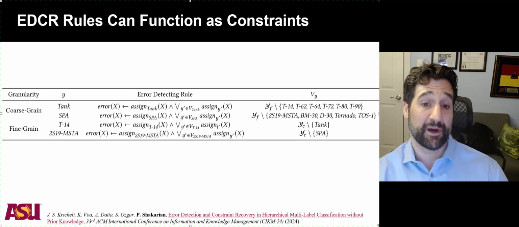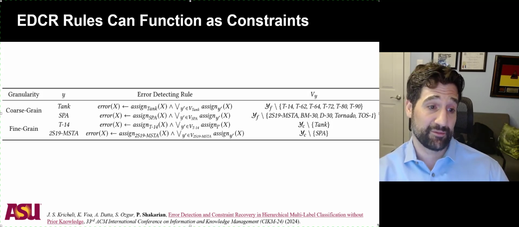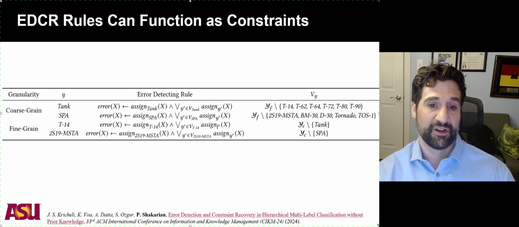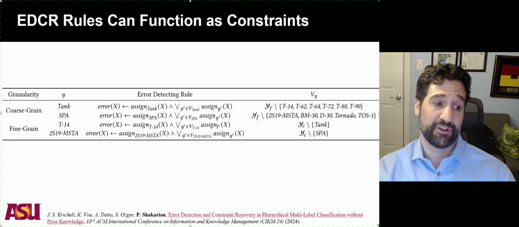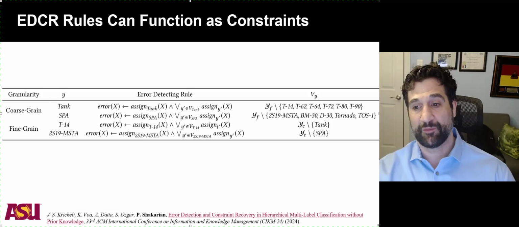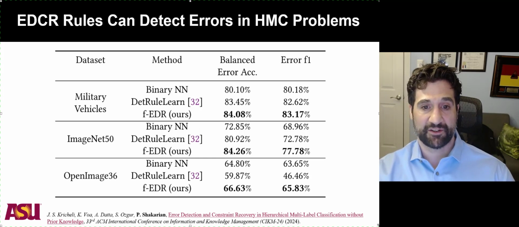Those are all specific models of tanks. So it was able to find that if it wasn't finding a tank at the fine grain and tank at the coarse grain, then this was an error. And the other ones can be read similarly. Also notice the bottom two rules. Now the fine grain is the primary thing, and the coarse grain is the condition used to correct.